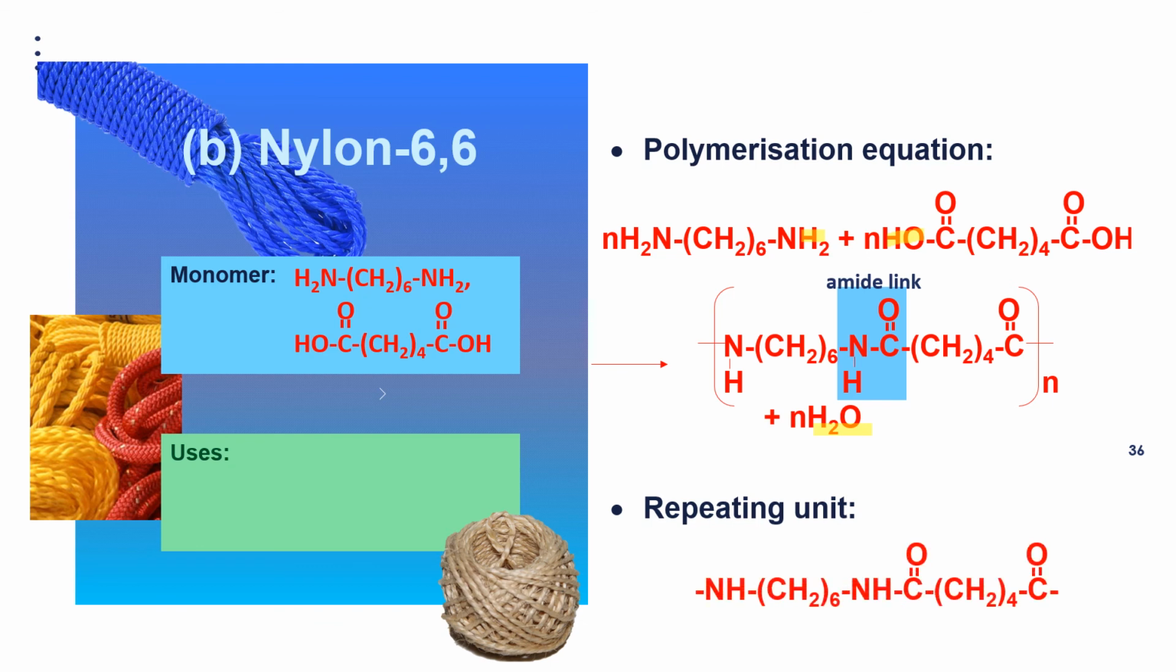For the repeating unit, also copy the structure in the bracket. Uses of nylon 66 are to produce synthetic fiber in the manufacture of cloth and twine. So this is a twine.